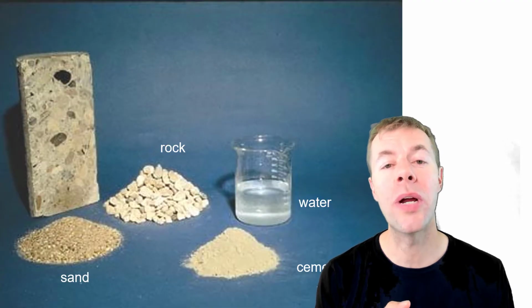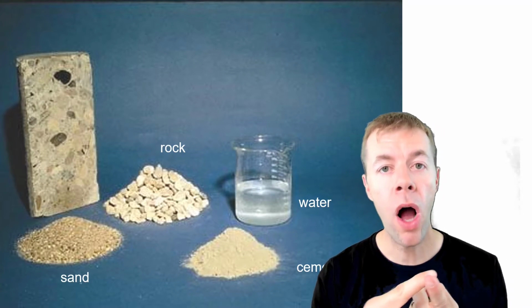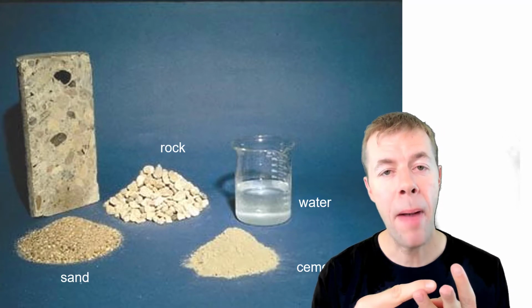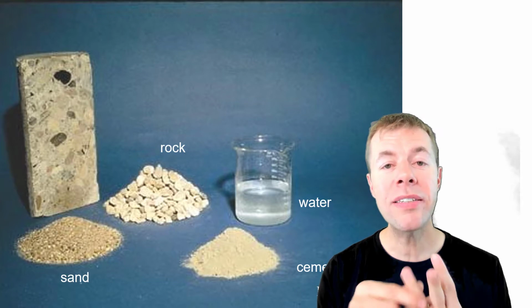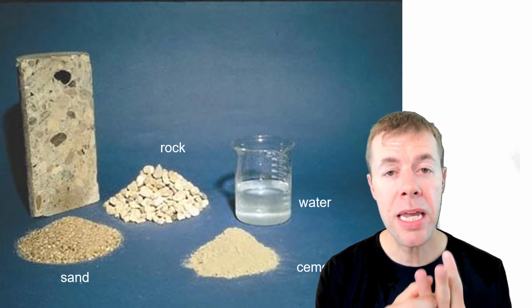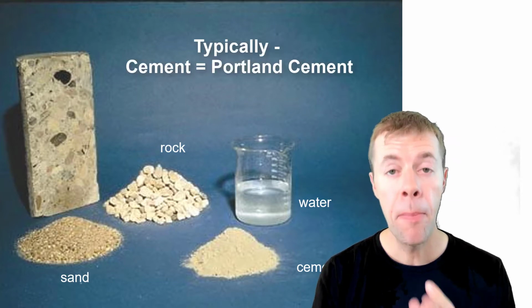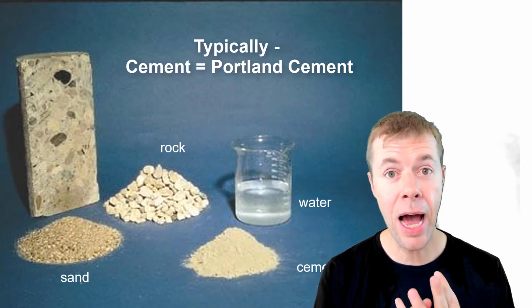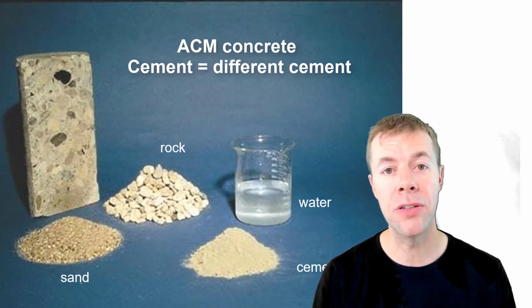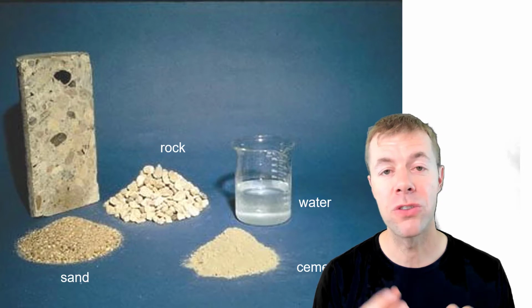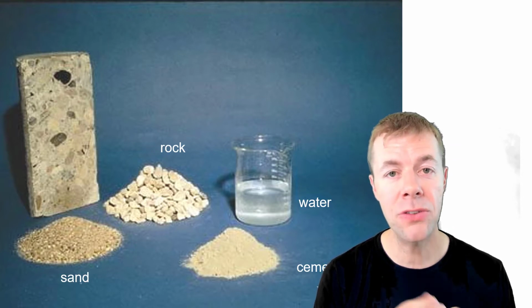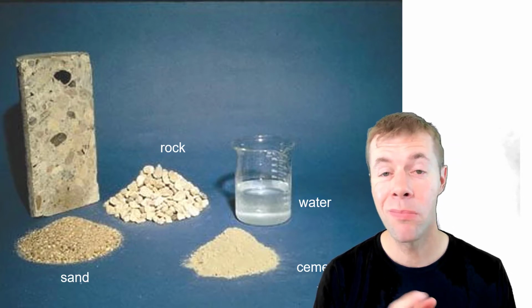Usually, when we make concrete, the ingredients are pretty simple: rock, sand, cement, and water. And when we say cement, we mean Portland cement. But when we make concrete with ACMs, we use a different cement. That's the only difference. The rocks are the same, sand's the same, water's the same. Now the admixtures can be somewhat different.